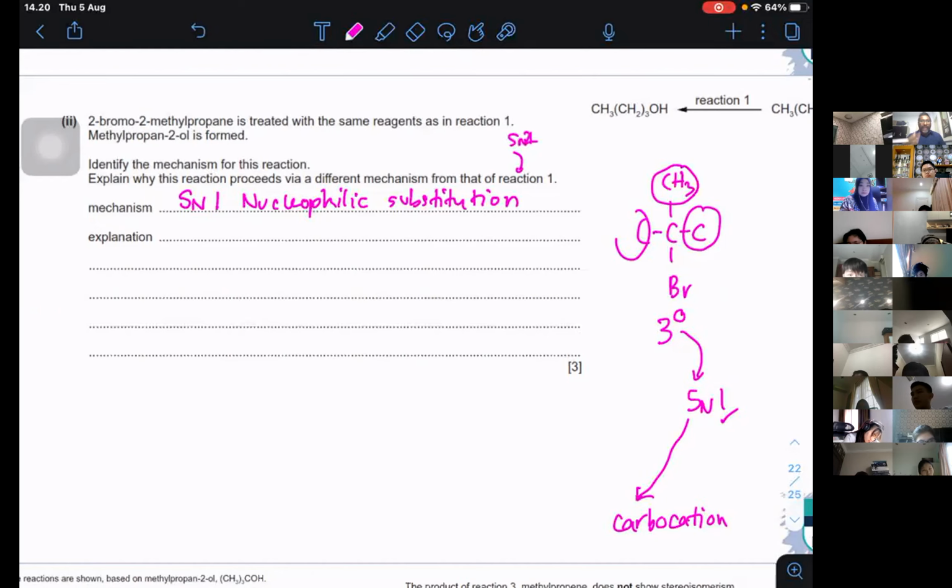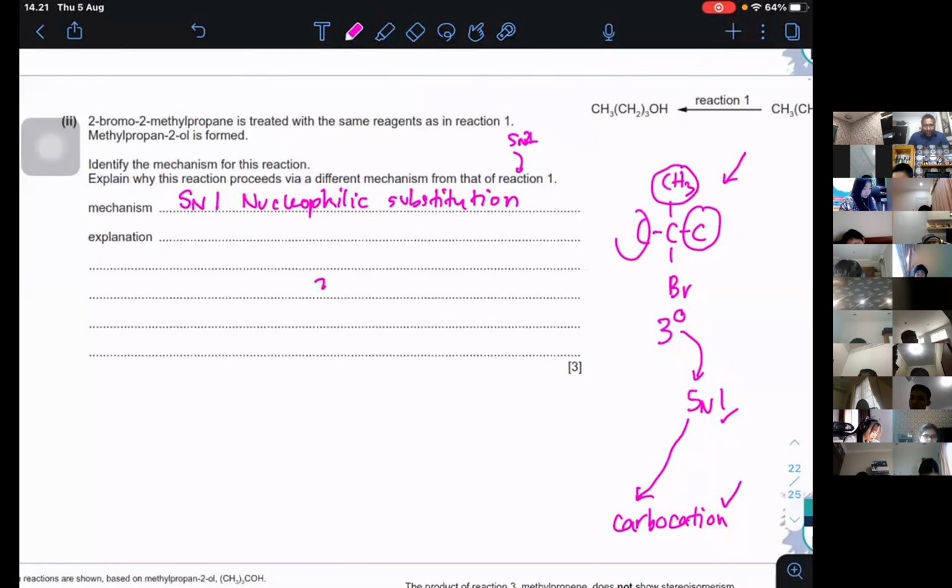SN2. Okay, why now is SN1? The answer is because now you have a tertiary halogenoalkane, and a tertiary halogenoalkane will have a tendency to form a stable carbocation, and therefore they will undergo SN1 nucleophilic substitution.